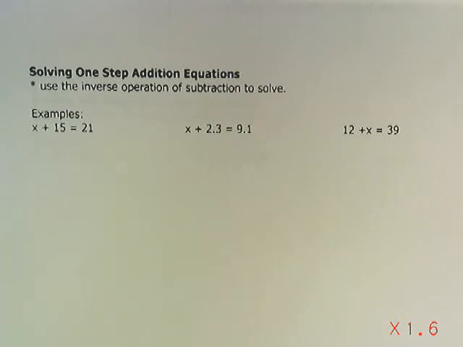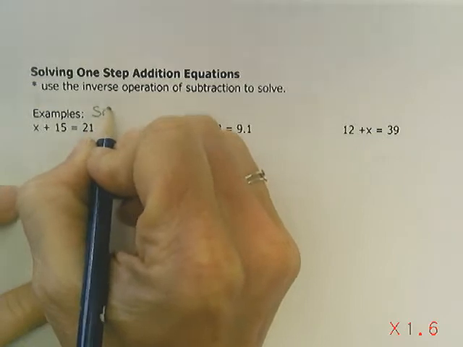Hi ladies and gentlemen. Today we're going to be talking about solving one-step addition and subtraction equations. This is called a one-step equation because there's only one operation listed here that we have to undo to be able to solve for our variable. So usually the instructions will say solve for x.